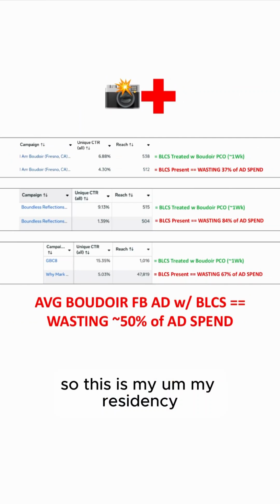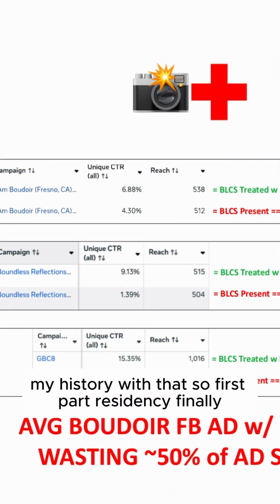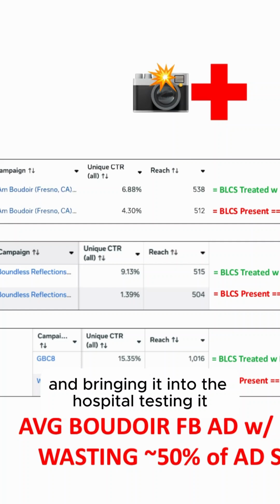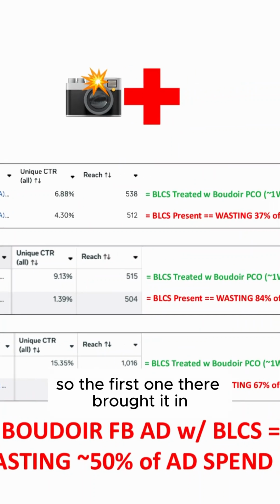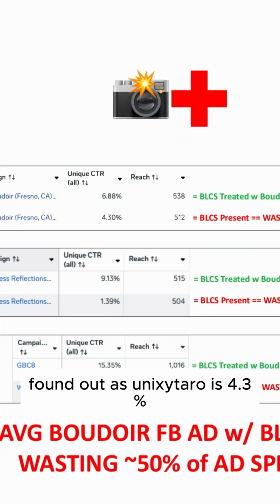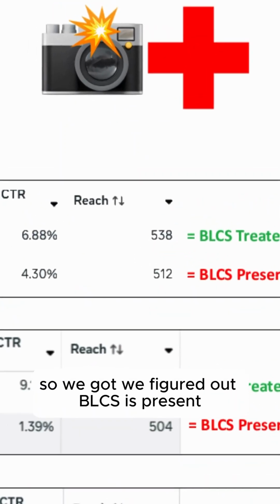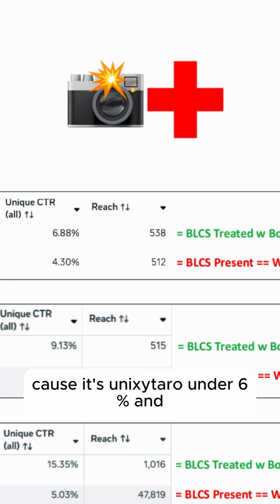So this is my residency, my history with that. So first part of my residency, finding a Boudoir Facebook ad out there and bringing it into the hospital, testing it. From there, brought it in, found out its unique CTR was 4.3%. So we figured out BLCS is present because its unique CTR is under 6%.